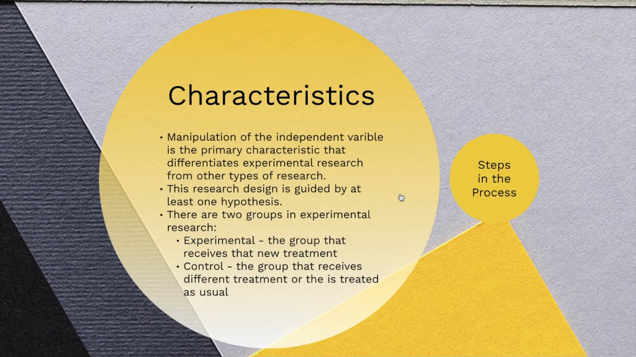Two groups in experimental research, like we have said over and over and over, experimental and the control. The experimental is the group that receives that new treatment that you want to test out, and then the controlled group is the group that receives a different treatment altogether, or it's treated like it was in the beginning of it, the one that you don't change.